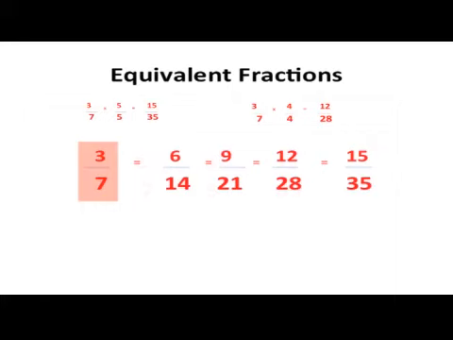That is, 3 by 7 is equal to 6 by 14 is equal to 9 by 21 is equal to 12 by 28, that is equal to 15 by 35.